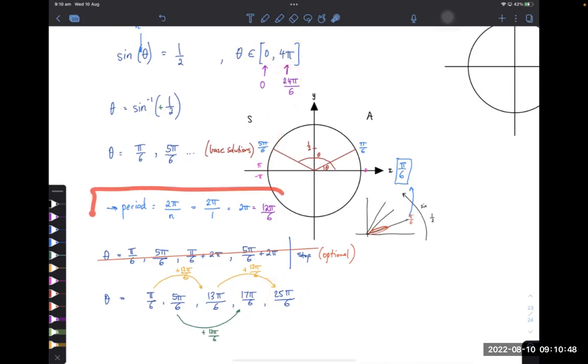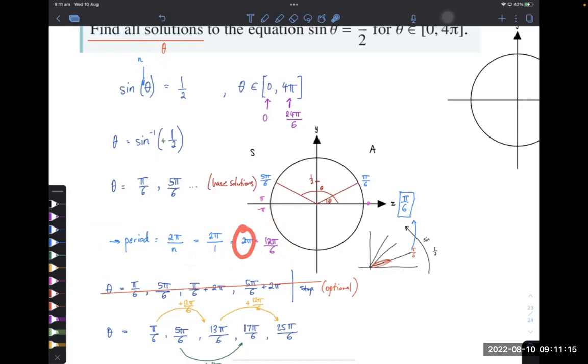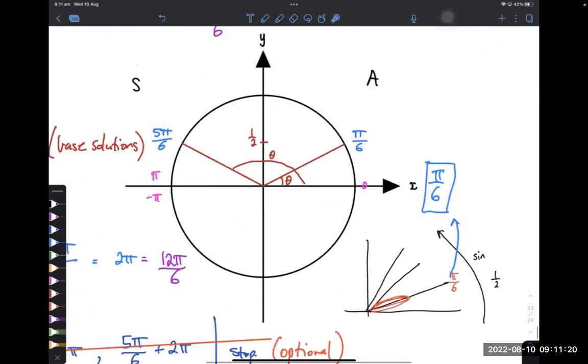How did I get 2 pi for the period? You have to actually look at where your n value is for your period. So the rule is 2 pi on n. And so that's how you get 2 pi. 2 pi on 1, that's 2 pi. But I don't want to express it as 2 pi. Let's have a look. If I want to get back to the same spot, I have to go a full revolution. That's 2 pi. Yeah, more visually, yeah?